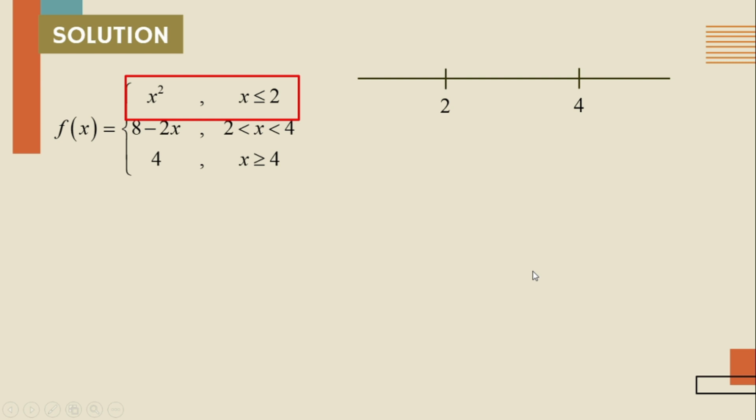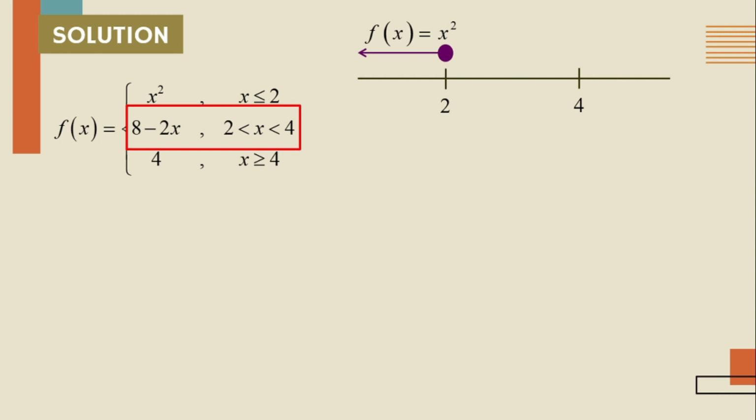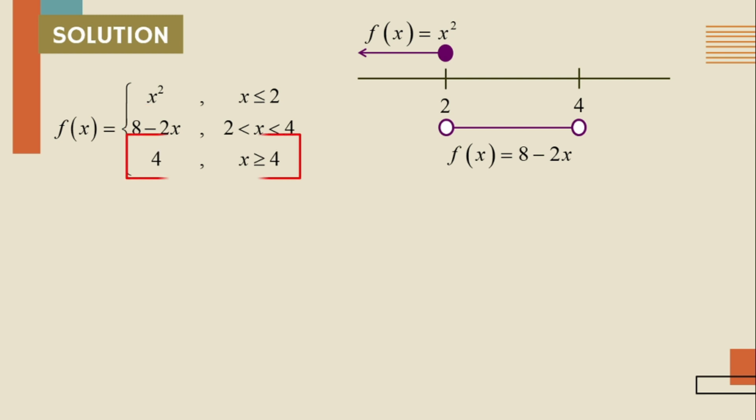Okay, so the first function is f(x) equal to x squared when x is less than or equal to 2. So we draw an arrow line like that. Here is a dense circle because the inequality has equal. So the function is f(x) equal to x squared. The second function is 8 minus 2x when x is greater than 2 and less than 4. So the arrow line is as shown. Okay, so we use empty circles because both inequalities have no equal. And the function is f(x) equal to 8 minus 2x. And the third function is f(x) equal to 4 when x is greater than or equal to 4. Okay.